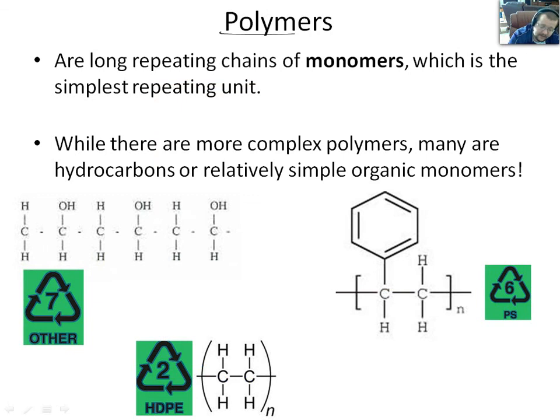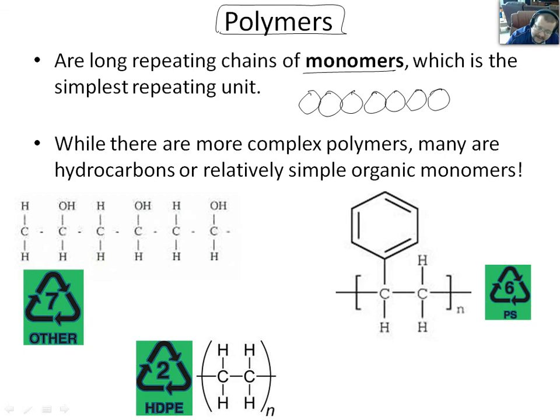Now we're going to wrap things up with polymers. Polymers are made up of monomers. Monomers are repeating units which build up a polymer. Let's say my monomer was a circle. If I built a chain from these identical circles, I would be building a polymer.